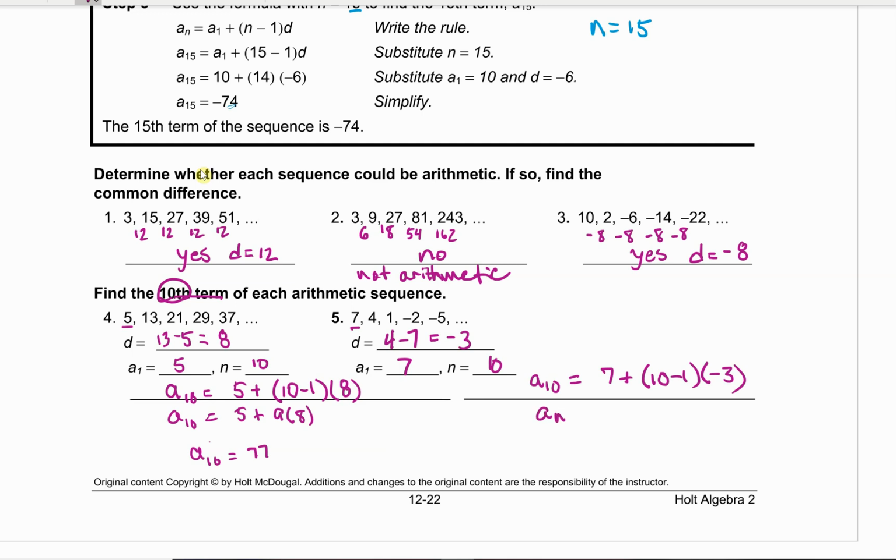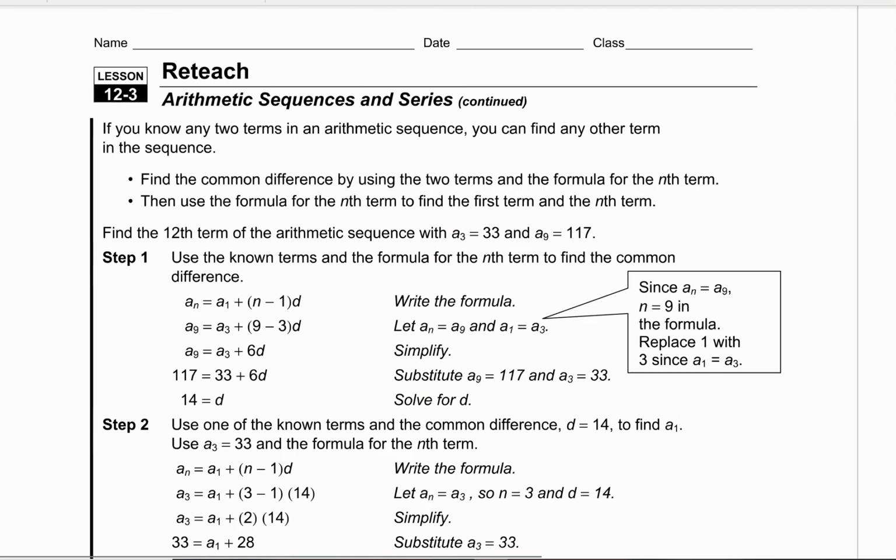So let's see, here we have a10 is going to be 7 plus 9 times negative 3. 9 times negative 3 is negative 27, plus 7 is going to give us negative 20. So really pretty simple stuff, I think.